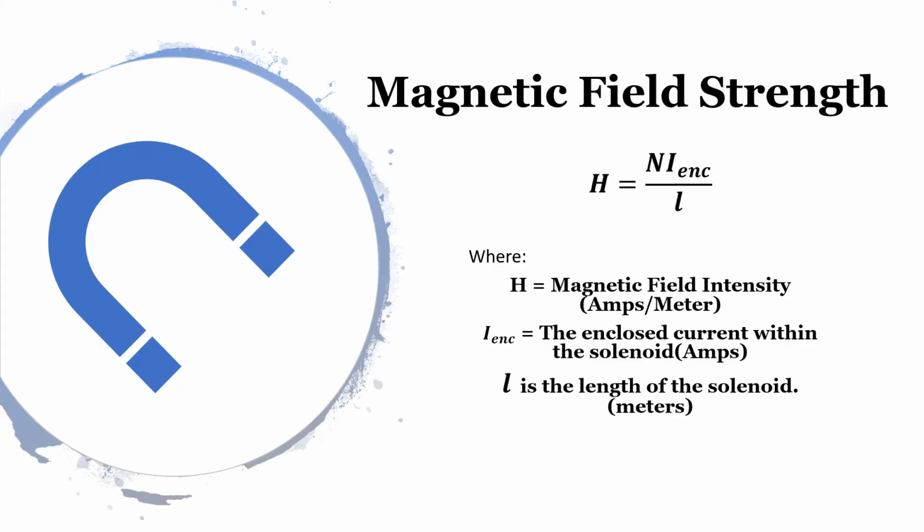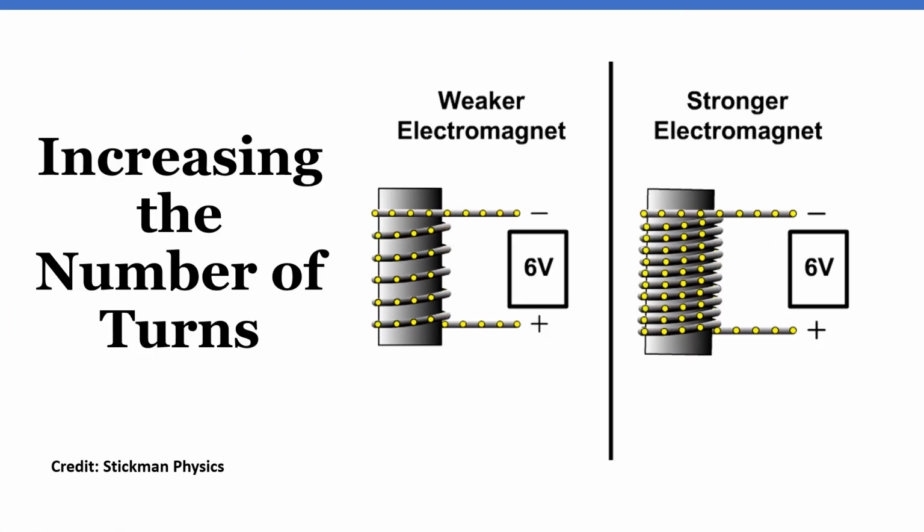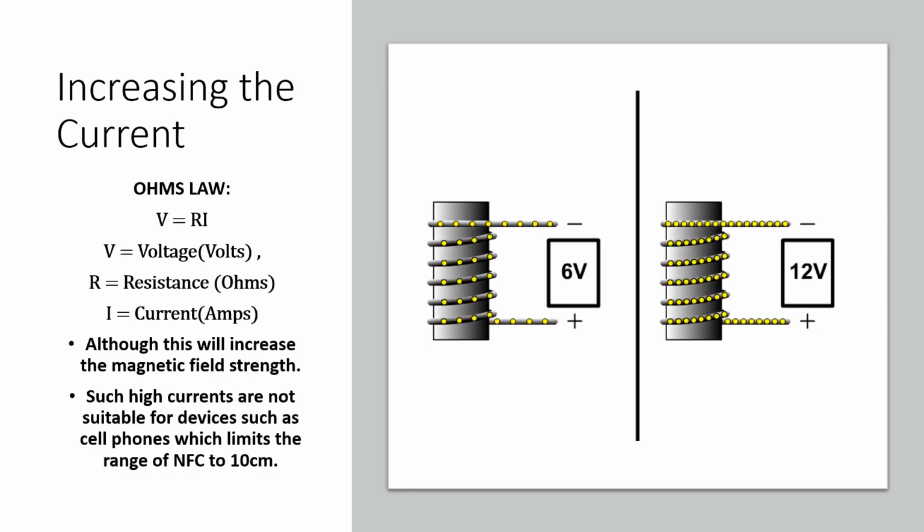The magnetic field strength of a solenoid is given by the following formula. From this formula, we can see that there are two ways to increase the magnetic field strength. The first method would be to increase the number of turns, and the second would be to increase the current. According to Ohm's law, we can see that the voltage is directly proportional to the current, therefore increasing the voltage will increase the current. Such high currents are not suitable for devices such as cell phones, which limits the range of NFC to 10 centimeters.